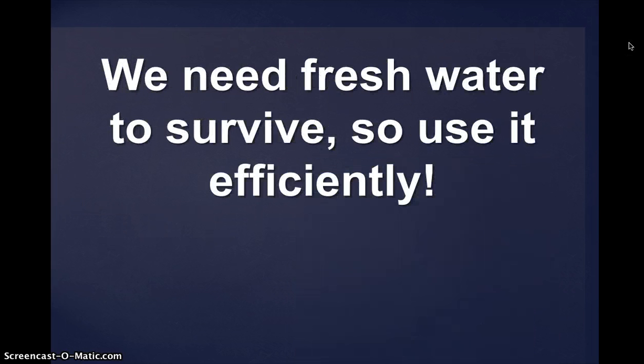And remember, we need fresh water to survive every day, so use it efficiently.